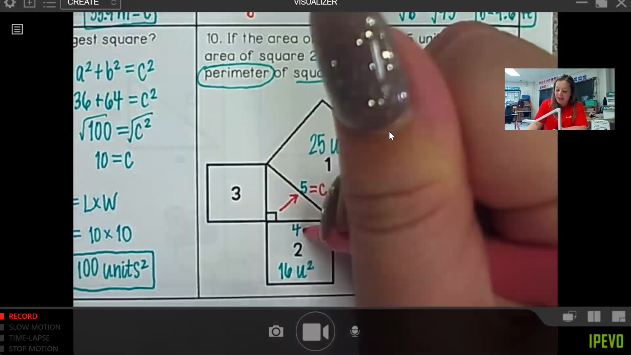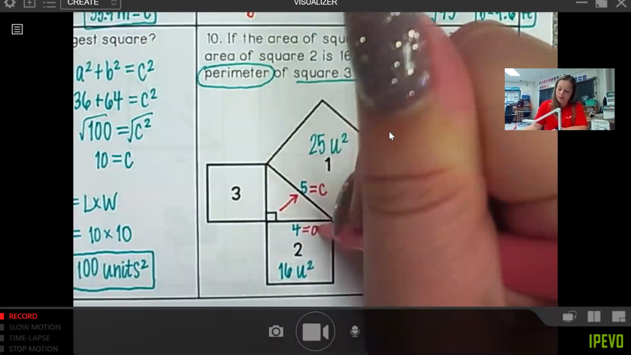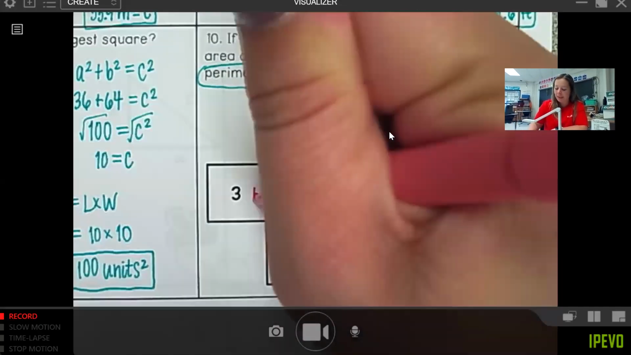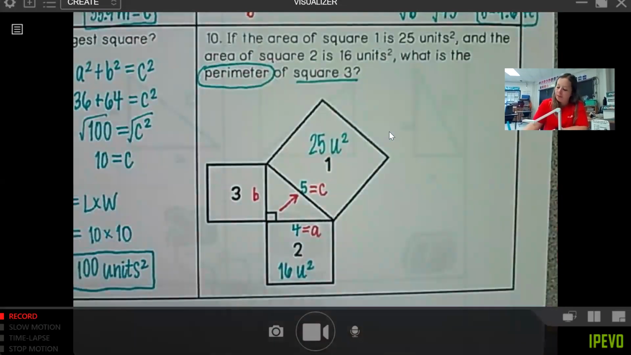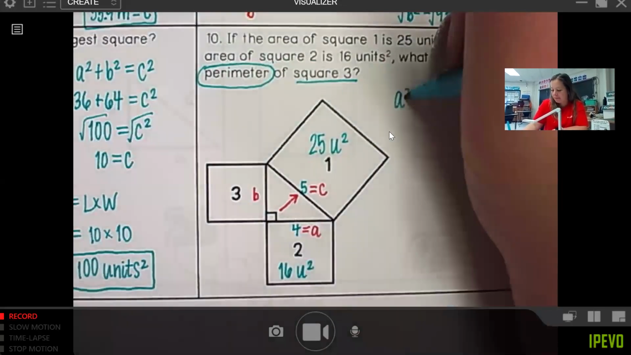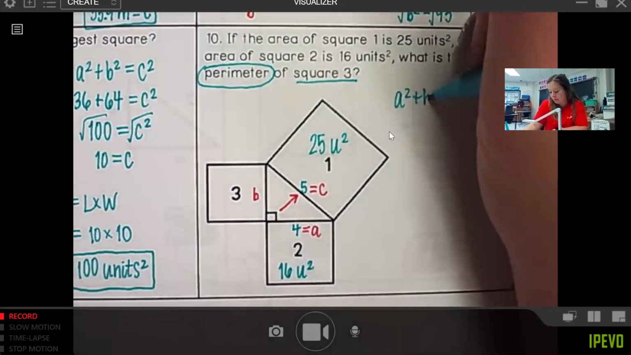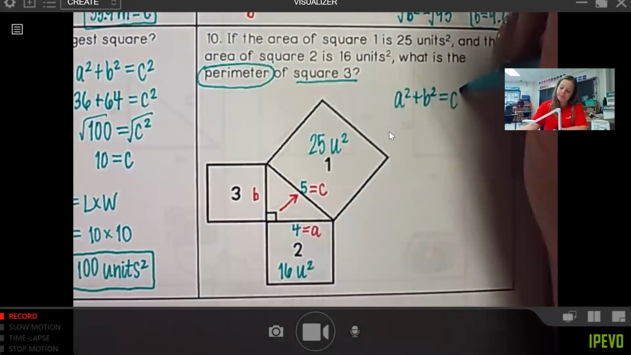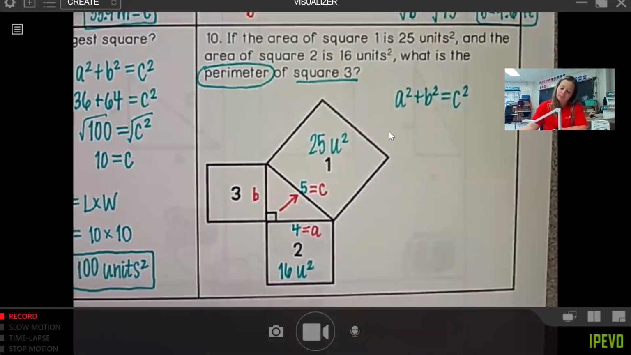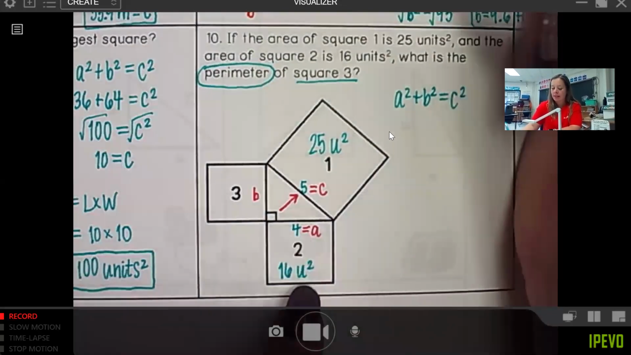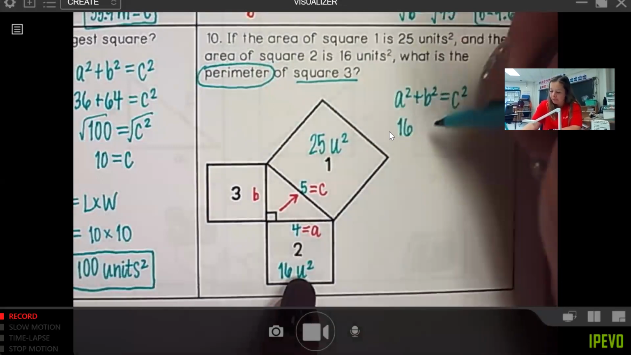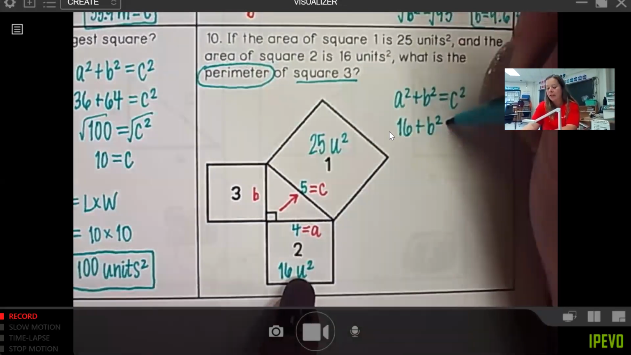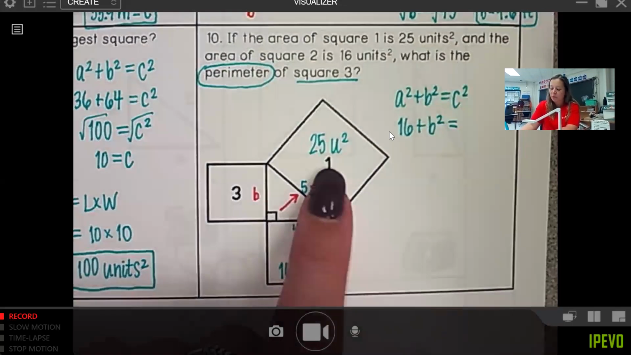I have side A. So what is side B? We can solve for it by applying the Pythagorean theorem. They already squared it for us. So we have A squared is 16. We're looking for B. And then they already squared it for the area, so then we have 25.